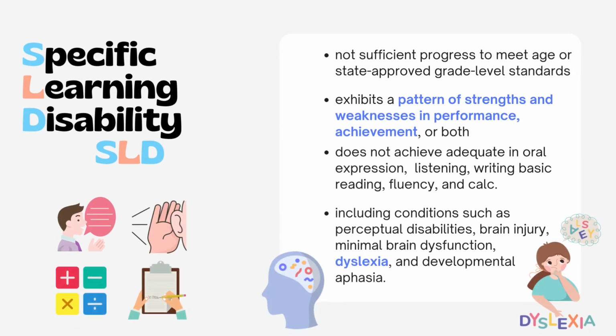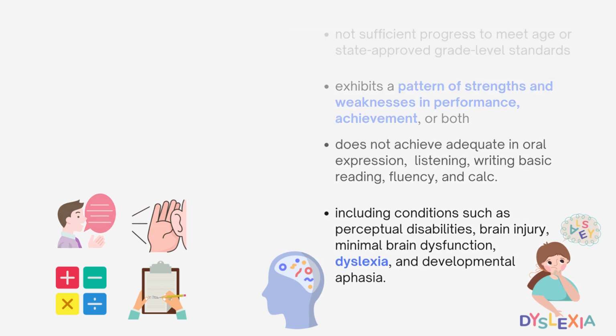Specific learning disability. Not sufficient progress to meet age or state-approved grade level standards. Exhibits a pattern of strengths and weaknesses in performance or achievement or both. Does not achieve adequately in oral expression, listening, writing, basic reading skills, fluency, and calculation. Includes conditions such as perceptual disabilities, brain injury, minimal brain dysfunction, dyslexia, and developmental aphasia.